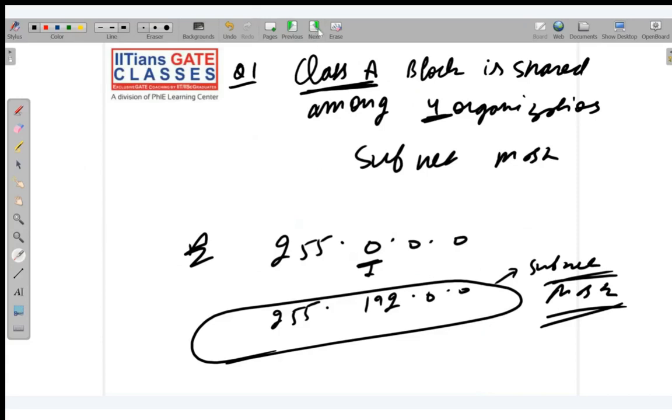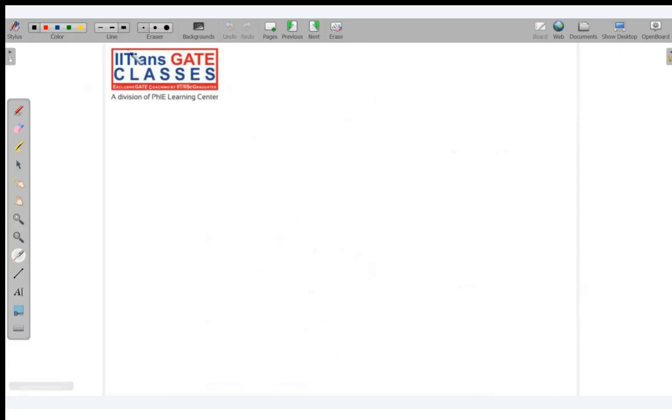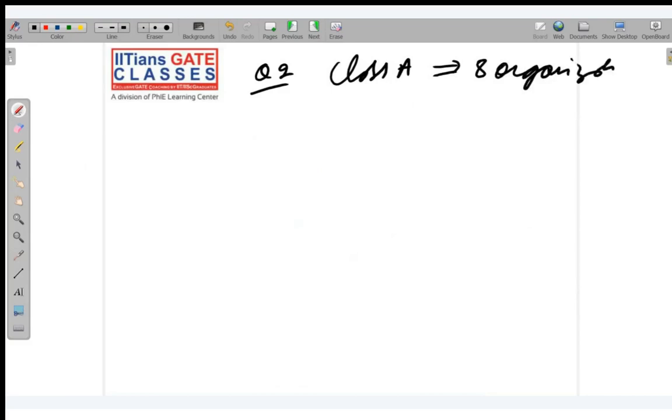Let me take the snapshot. Let me show you other questions. Question number 2. Class A, 8 organizations, subnet mask. You will say 255. 8 organizations means you will borrow 3 bits. The first 3 bits will be 1. So what will it be?